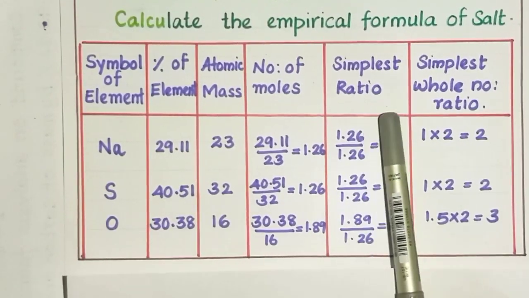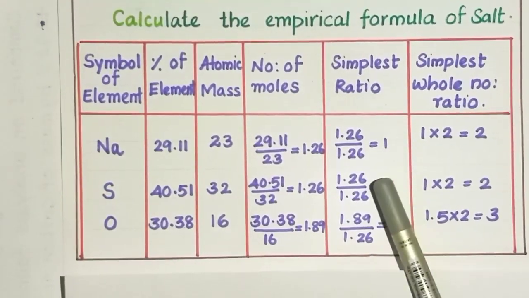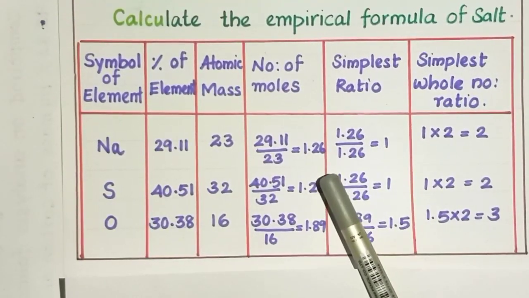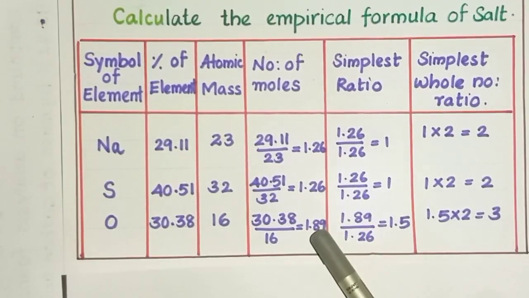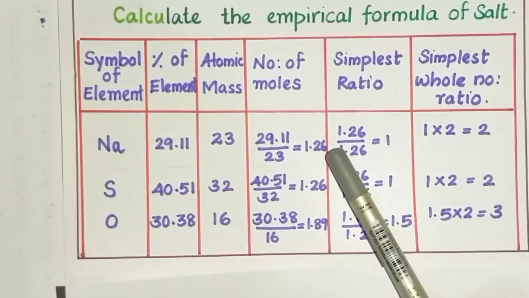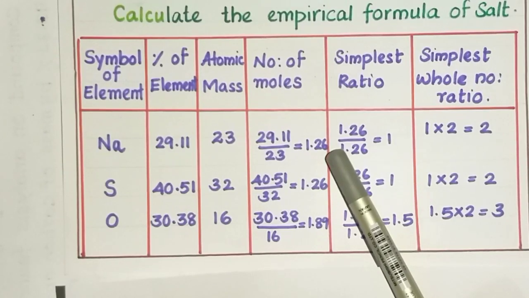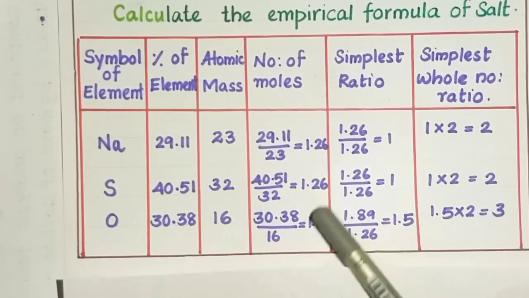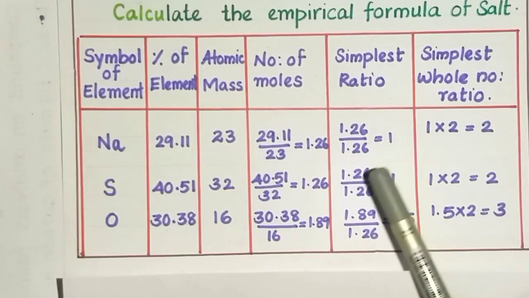Then the next column, simplest ratio. To find out the simplest ratio, select the smallest of the three mole values. Here the smallest one is 1.26. Then all these numbers are divided by the smallest one, 1.26. This is the simplest ratio.